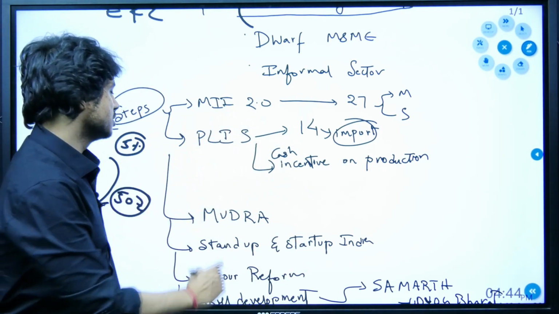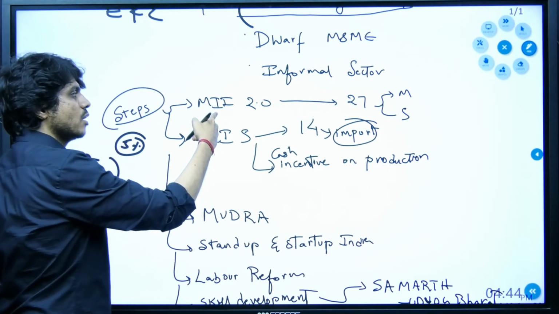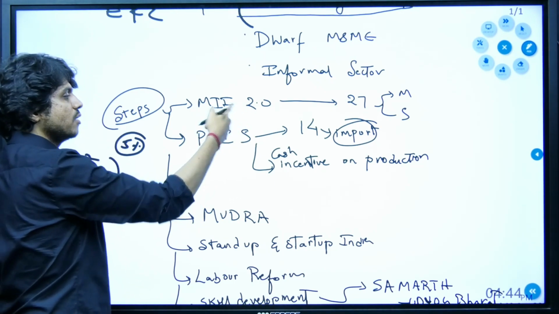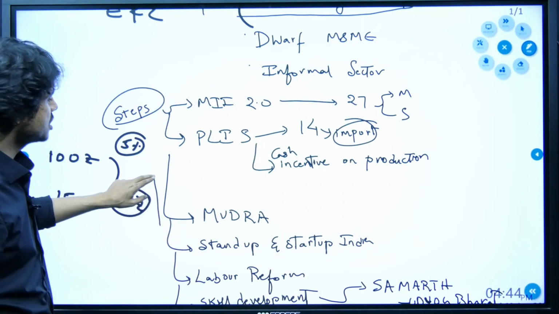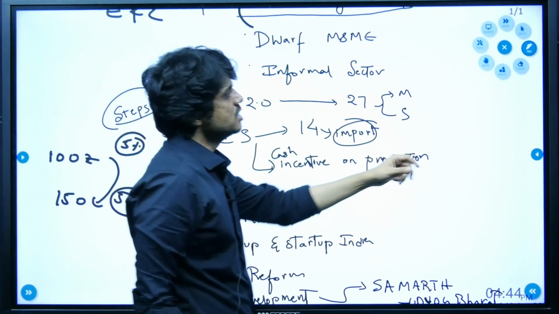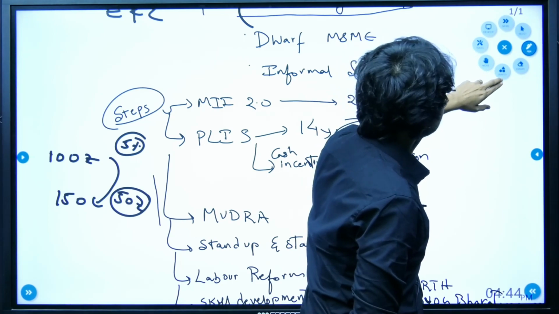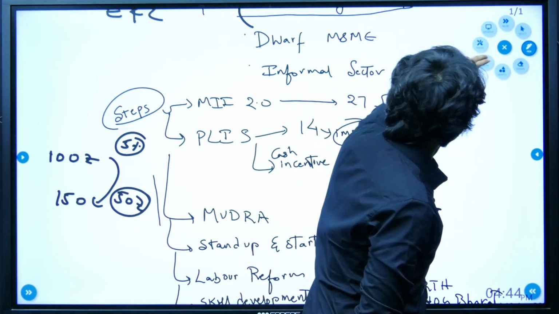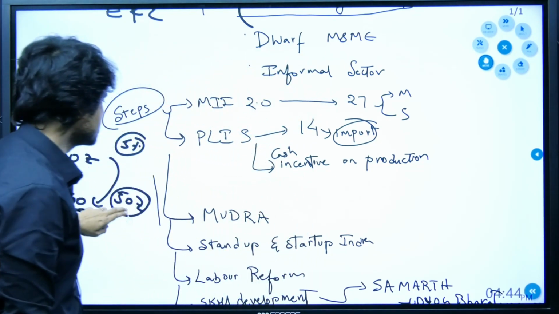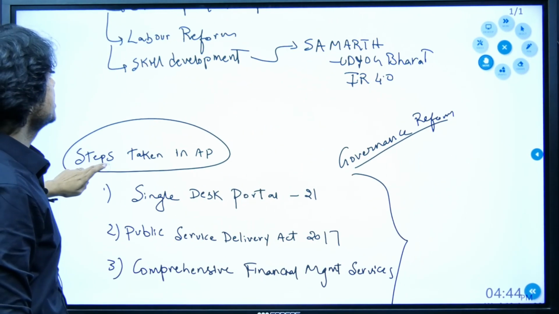These are the two major important schemes: the Make in India scheme 2.0 and the production linked incentive scheme. And apart from this, we have the Mudra scheme, which I have already discussed. It is for the availability of cheaper loan access, like Shishu loans, Tarun loans, all those loans for the MSME sector. Then we have the Stand Up India and the Startup India.